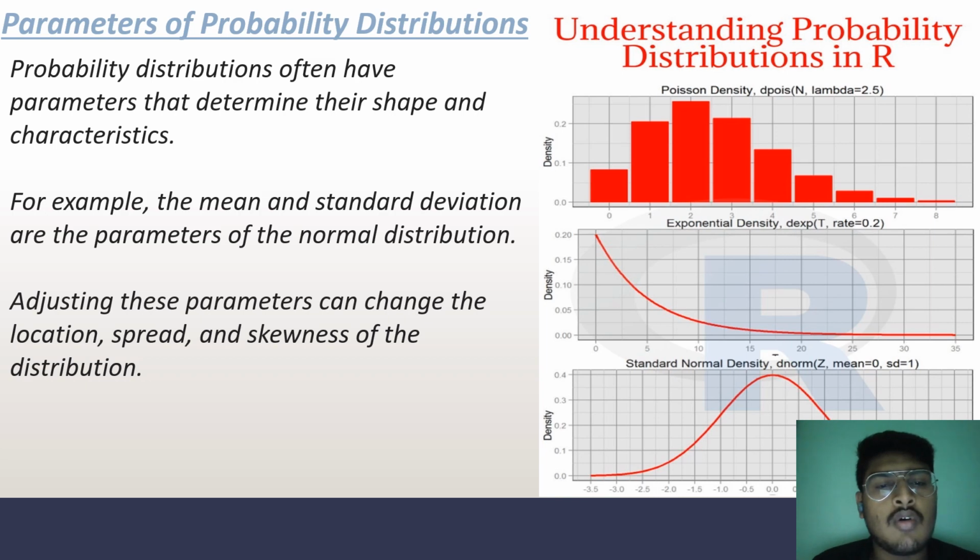Probability distributions often have parameters that determine their shape and characteristics. For example, the mean and standard deviation are the parameters of the normal distribution. Adjusting these parameters can change the location, spread, and skewness of the distribution.